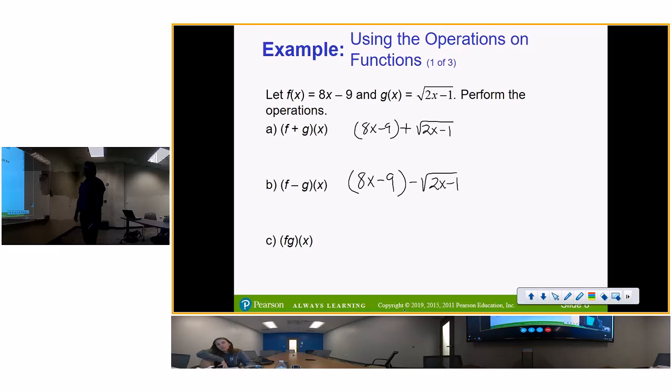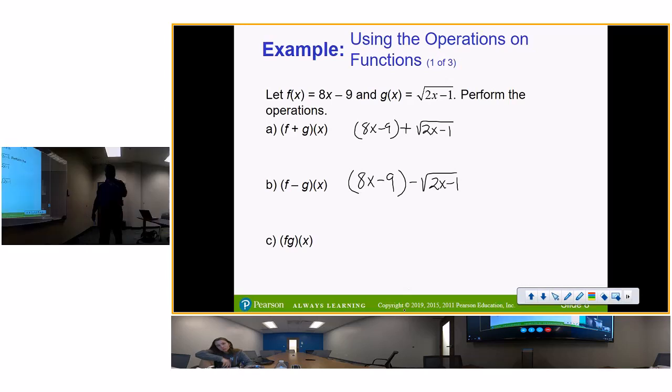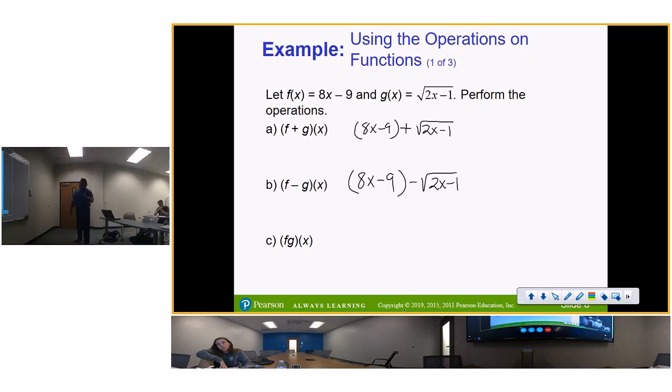Now, what if we did G minus F, would that change anything? Yes, because you would distribute the negative across the 8x minus 9. But we're not asking for G minus F. Is G minus F the same as F minus G? No. Is 2 minus 3 the same as 3 minus 2? No. So you cannot just say, oh, I could distribute that and it'd be the same. No, you couldn't. That would be G minus F.